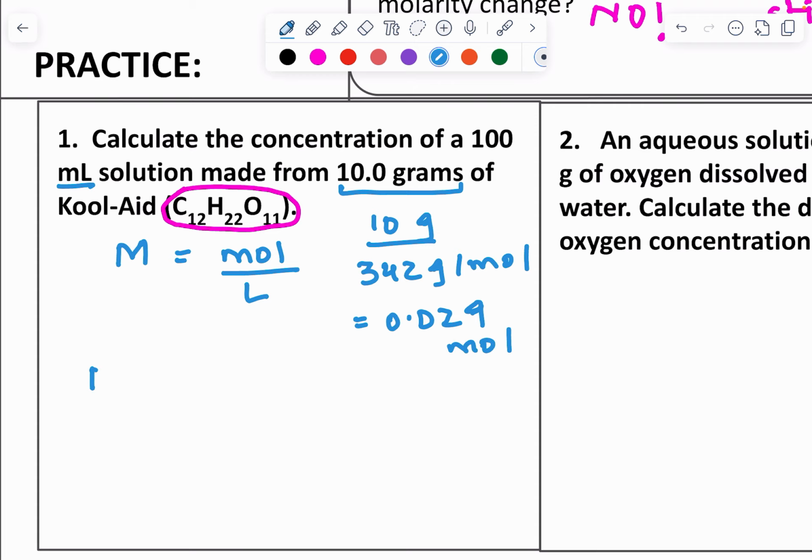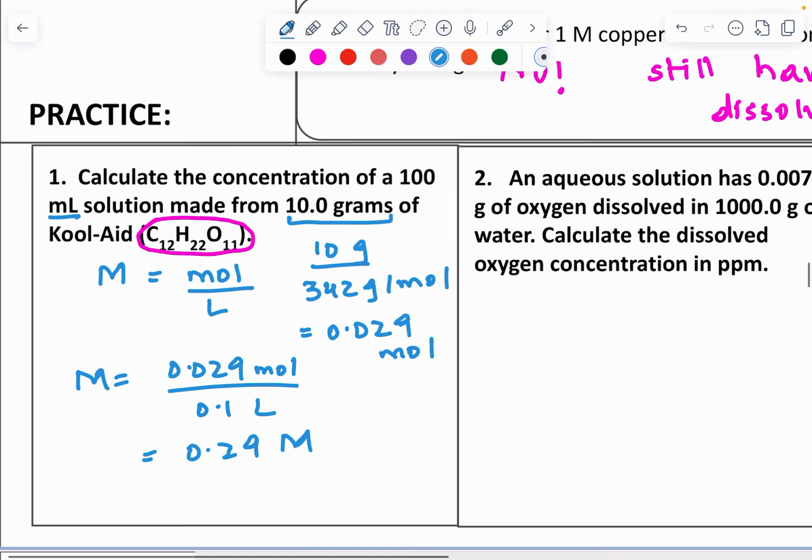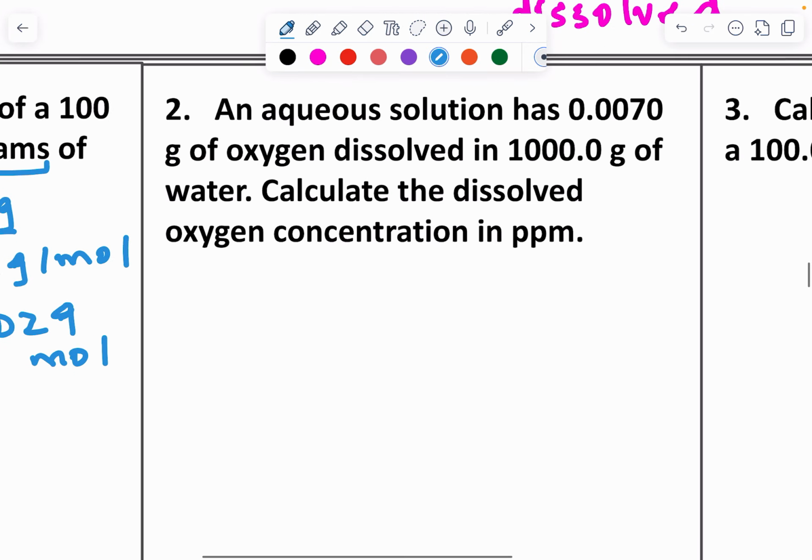And then we can go ahead and plug this into the equation. So 0.029 moles over 100 milliliters, which is equal to 0.1 liters. And that should give you a 0.29 molar solution of Kool-Aid. Let's take a moment to work on the second one.